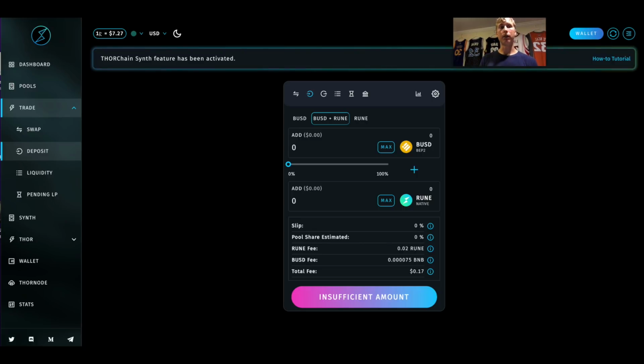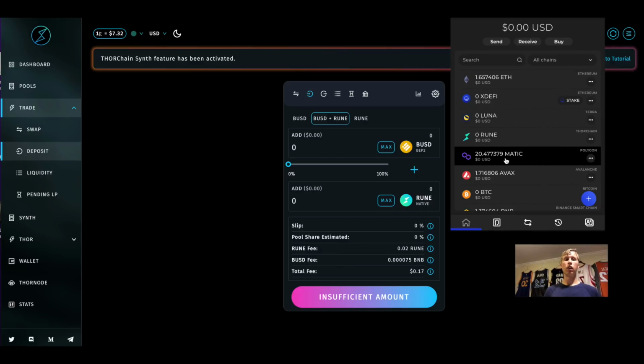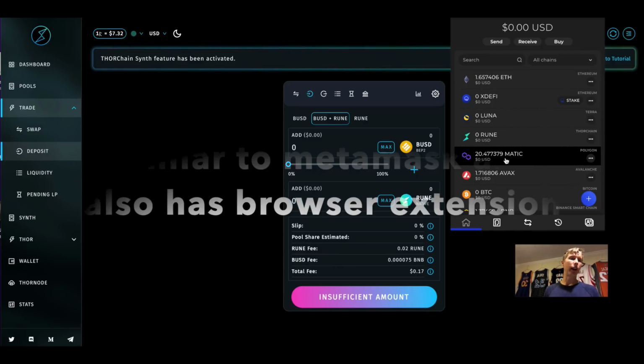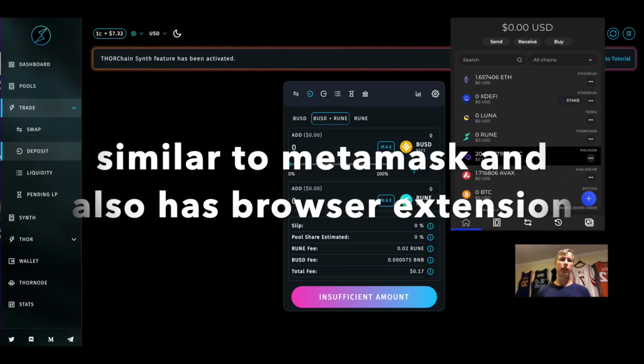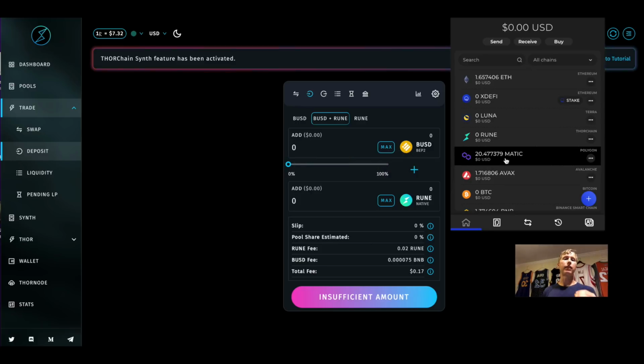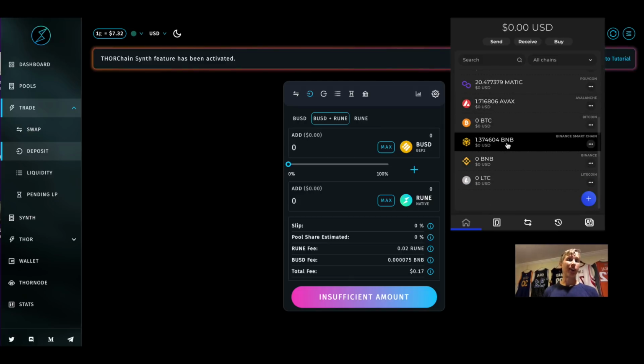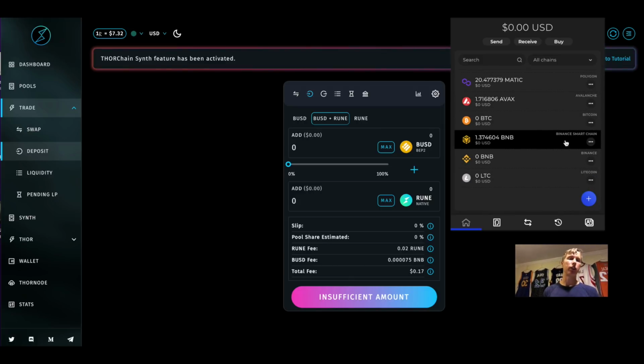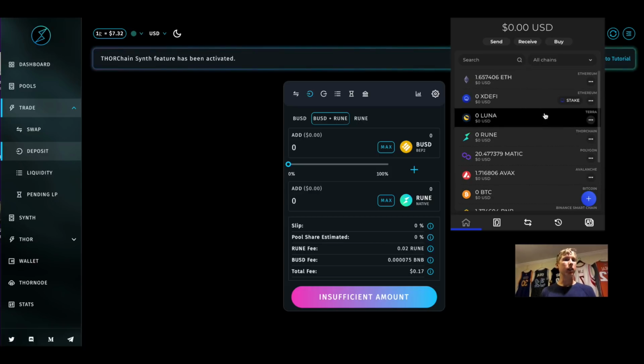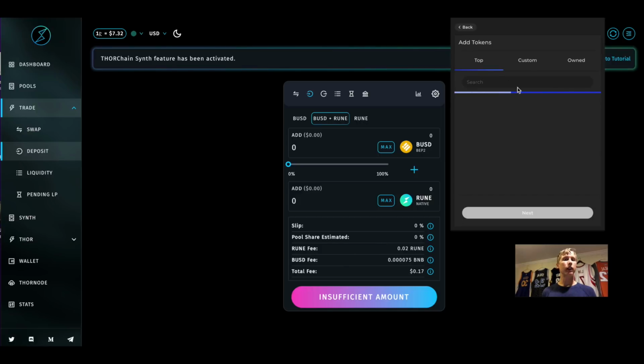Let me go ahead and connect my XDEFI wallet so you can see what's up. All right, so we have our XDEFI wallet connected. Let me show you a couple of really cool features with XDEFI real quick. XDEFI is a multi-chain wallet. So I'll have some RUNE, I'll have Matic, I'll have Avax, I have Bitcoin, I have BNB. I got all of it here. Keep in mind, this is on Binance Smart Chain. I need the BEP2 if I ever wanted to make transactions. Anyways, if you wanted to add different assets to this, you literally click a button.